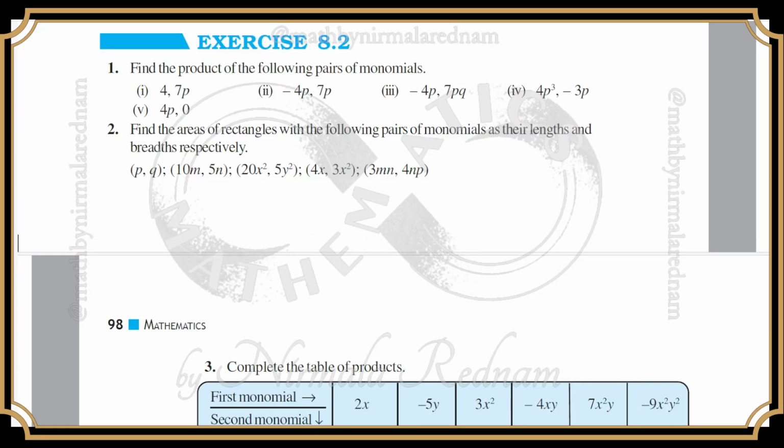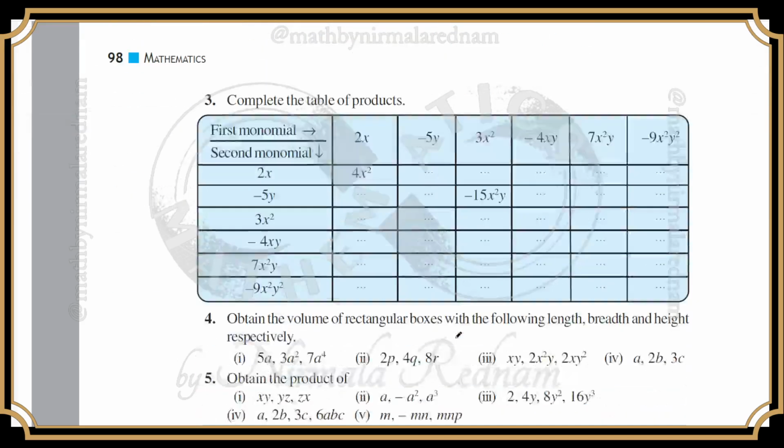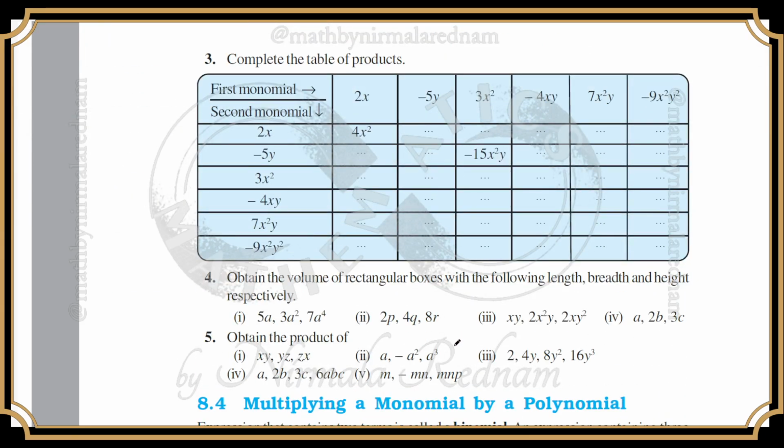Now let's look at the third question. They're asking us to complete the following table. Let us quickly do that. They have given a table here. We are supposed to complete the blanks here. So I have to find the product in each case. So for example, here this is going to be the product of 2x and minus 5y. So the coefficient part is minus 10 and the variable part is xy, right? So the answer is minus 10xy.